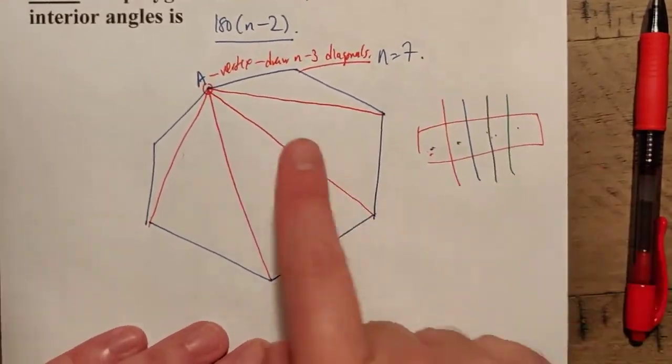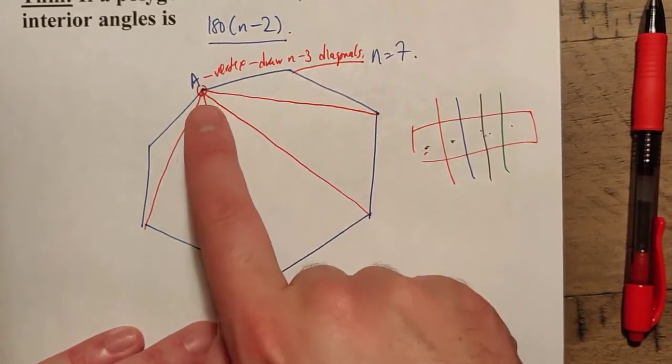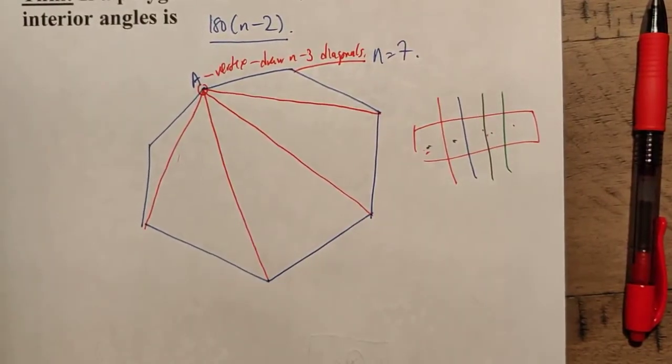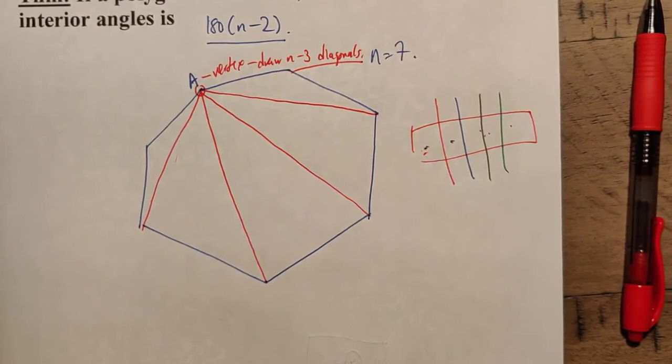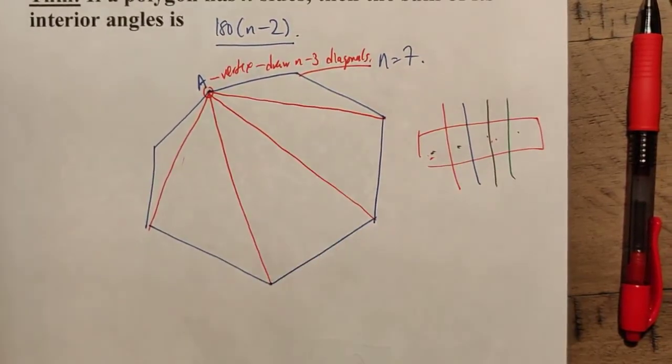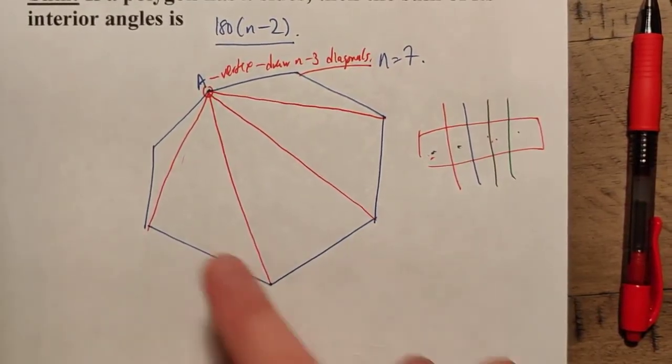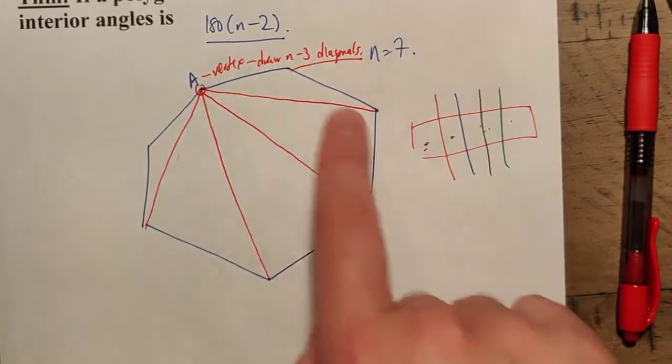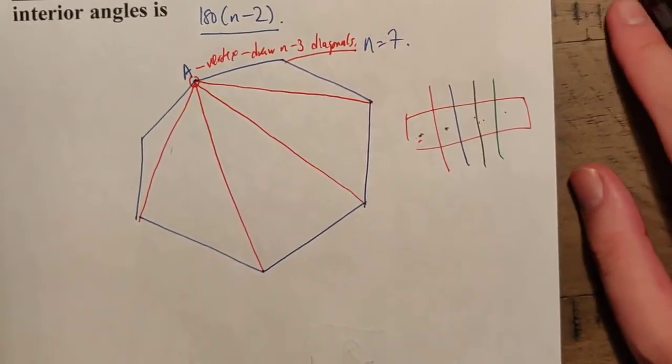So in this situation, because we have n minus 3 diagonals, and these diagonals come from the same point, they're never going to intersect. So that means we're guaranteed that these partitions are going to remain separate. So there's going to be n minus 3 of those, so we're going to divide this into n minus 2 zones, and that's where the n minus 2 comes from here.